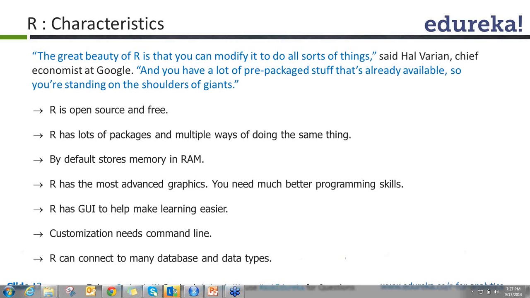The chief economist at Google has said that the great beauty of R is that you can modify it to do all sorts of things, which is very true. I can do each and everything in R that you can think possible. Why? Because R is open source and there are millions of contributors in the world who contribute to R.